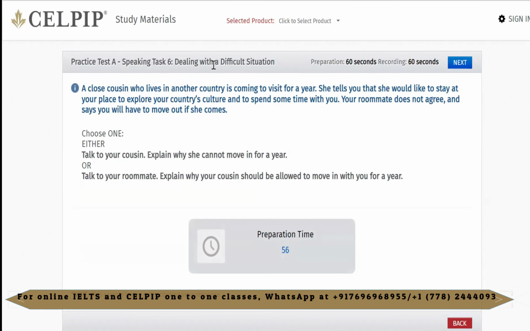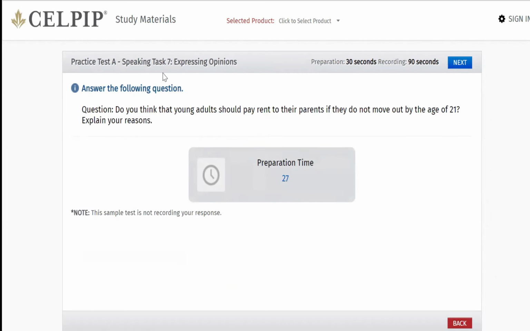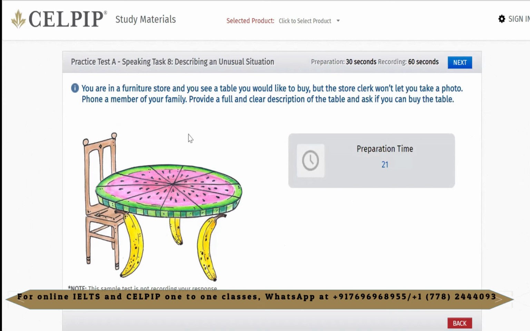In the 6th part, you are going to deal with a difficult situation. In the 6th task, you will be dealing with a difficult situation. Again, you will have 2 choices here. In the 7th part, you are going to get a situation and then you are going to express your opinion. This is the last part of the speaking. You will get an unusual situation and you will be speaking about this for at least 1 minute.